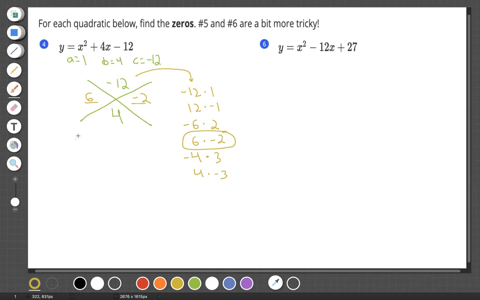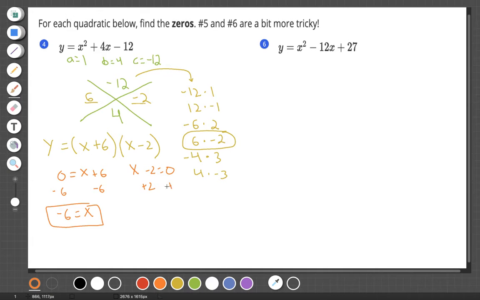Okay. Then we can go ahead and write this into our factored form. So y equals parentheses x plus 6. That's where that 6 goes. And then close our parentheses, and x minus 2 for the second one. Finally, I'm going to use my zero product property. So I take this x plus 6, set it equal to 0. Solve for x. One step, we get x equals negative 6. There's one of my zeros. Finally, I do the same thing here. x minus 2 equals 0. We're going to add 2 to both sides, so we get x equals 2. So there you go. Let's go ahead and try the same thing for the other one.